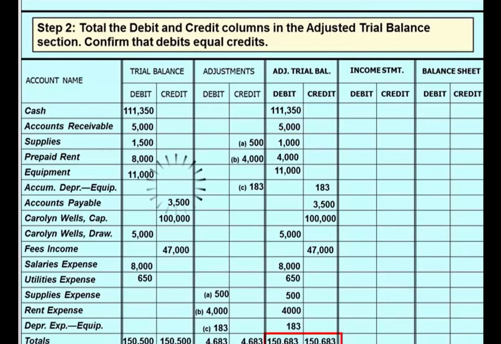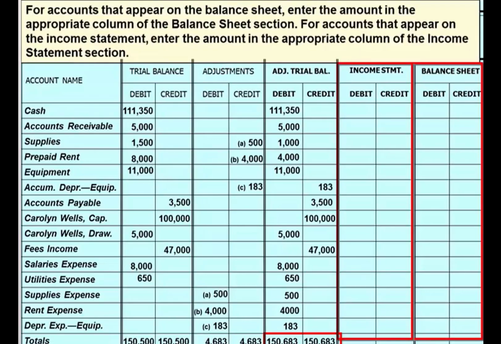The second adjustment was to record the expired rent. The third adjustment was for depreciation. After each one, the new extended total is carried over to the trial balance. Make sure to foot the columns of the adjusted trial balance section to ensure that they balance.